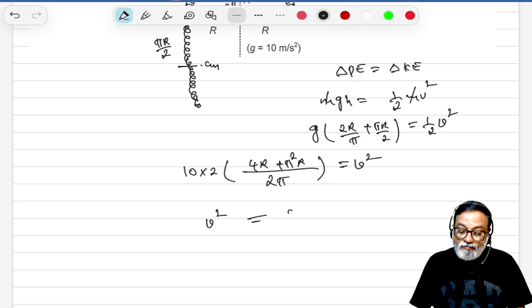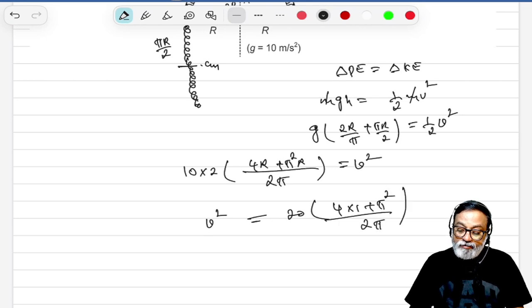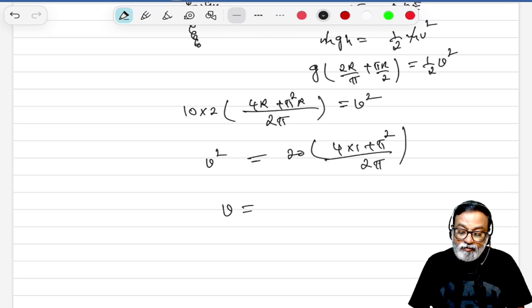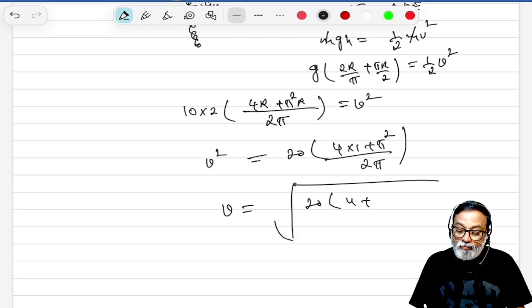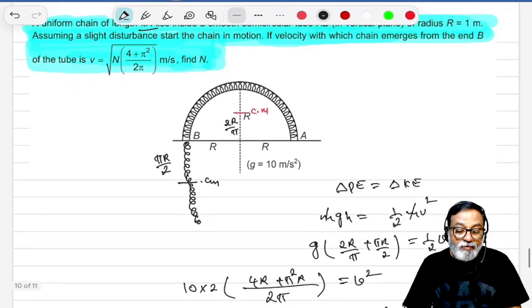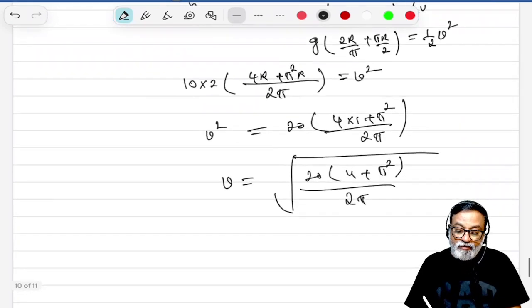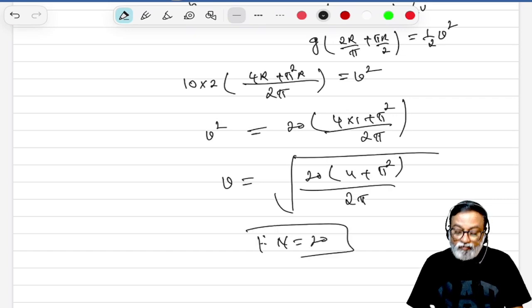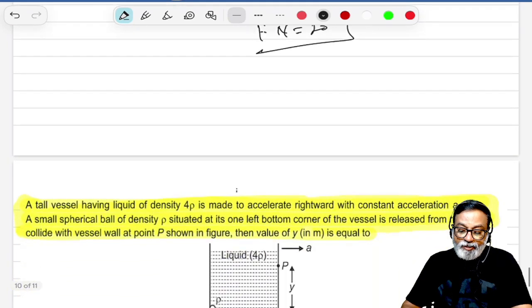Therefore, v square is equal to 20 into 4, r is 1 plus pi square by 2 pi. Therefore, v is equal to square root of 20 into 4 plus pi square by 2 pi. Here it is given in the problem as 4 plus pi square by 2 pi into n. Therefore, n is equal to 20. Next one.